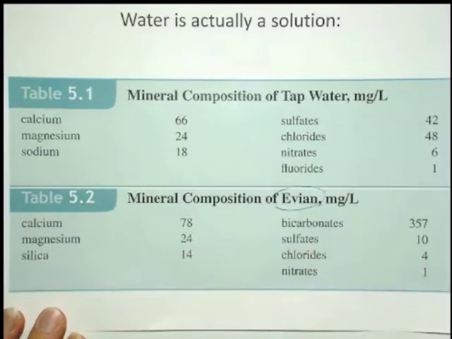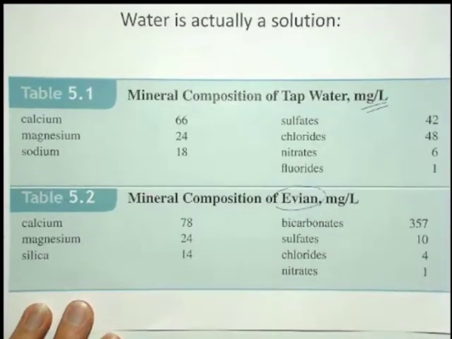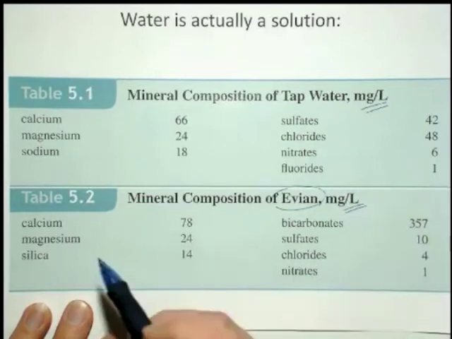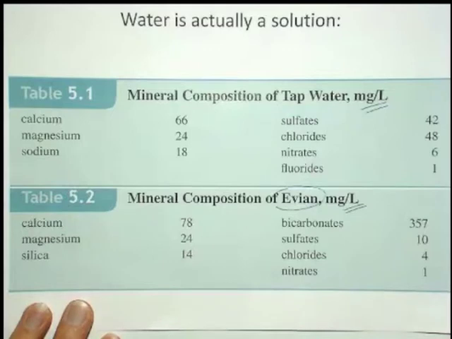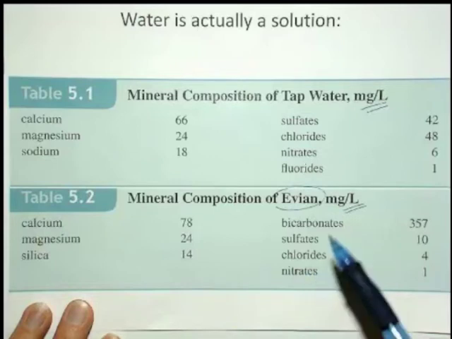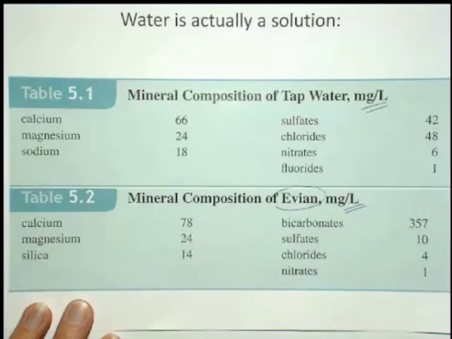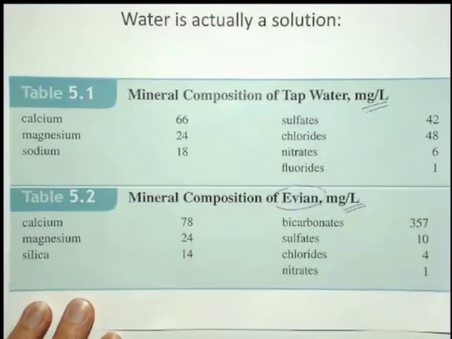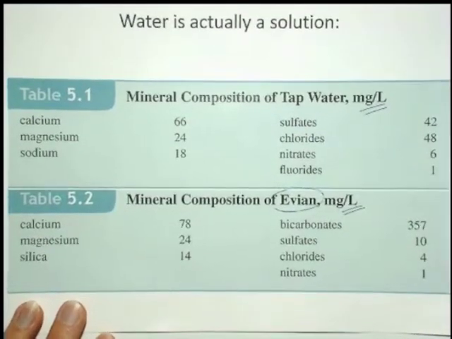And this is a type of bottled water, and this is just tap water, and you can see some different concentrations of the components in these two different types of water. And the unit here to express the concentration is milligrams of the component per liter of solution, which is mostly water, obviously. And you can see that there's calcium, magnesium, sodium in tap water, silica in the Evian bottled water, and then some anions as well. So you can see there's different concentrations of the different components. So this is why we consider water to be a solution really, because it's containing something.